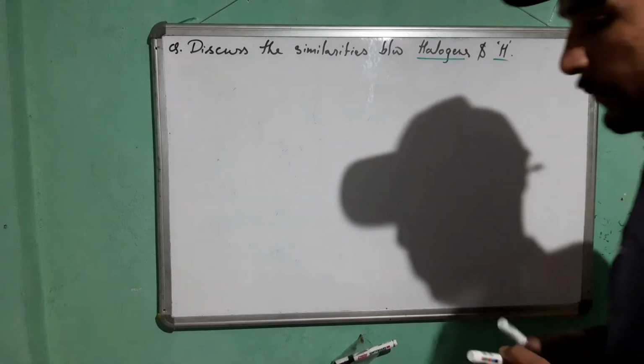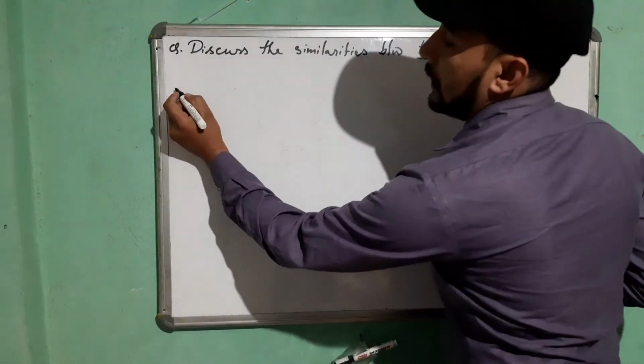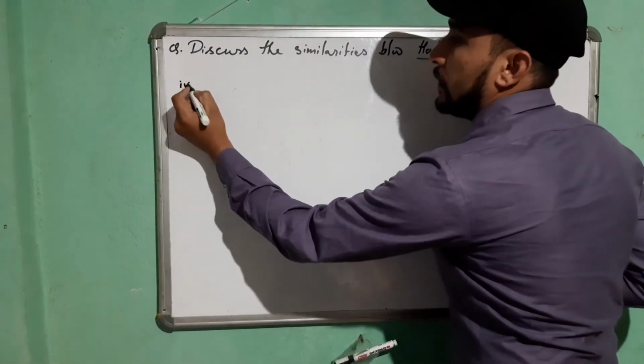Now next, electronegativity. Point number 4.